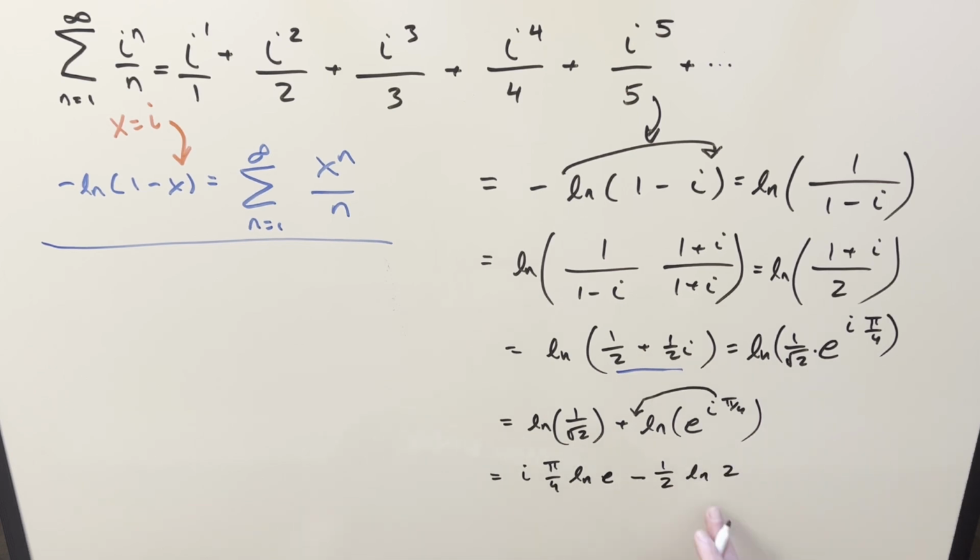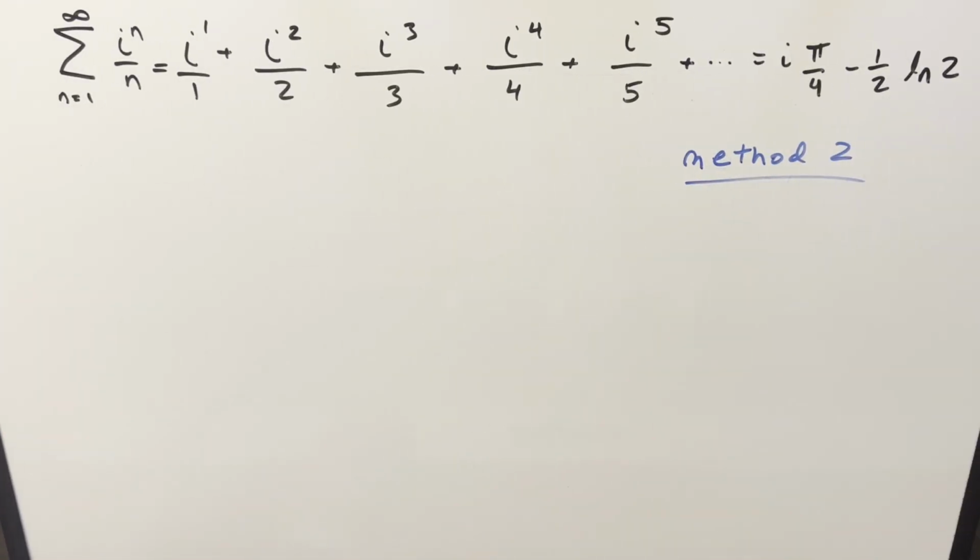You could express this a few different ways, but I just like it this way. But here, natural log of e is just 1. And so putting this together, for my final solution, we just have i pi over 4 minus 1/2 ln 2. And that's going to be method number 1.